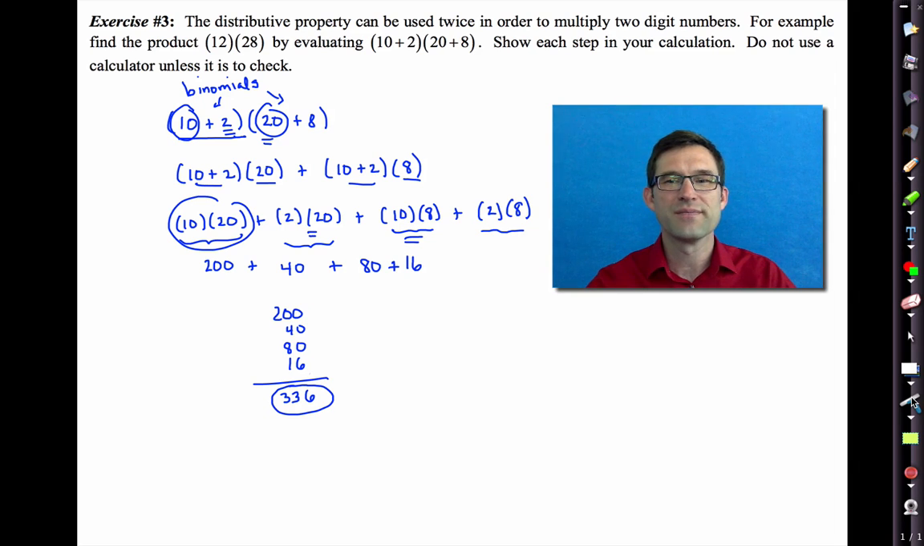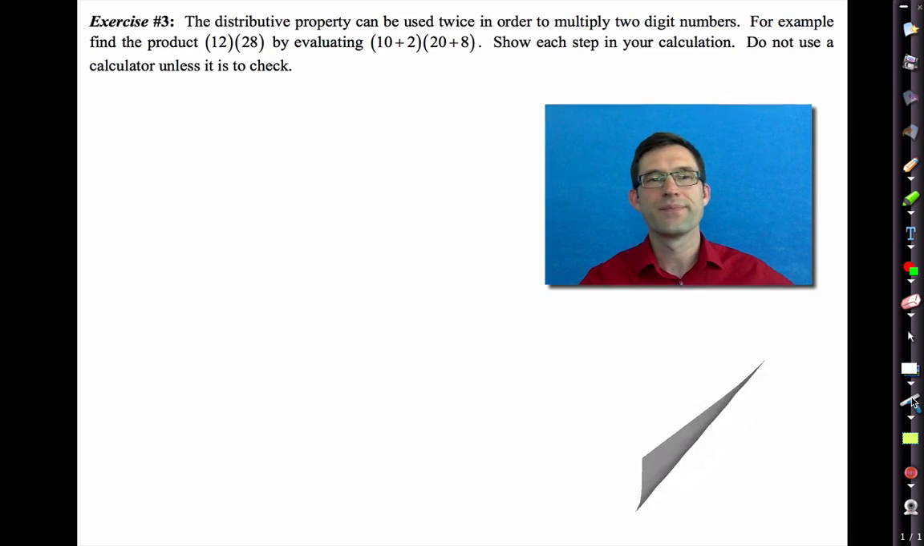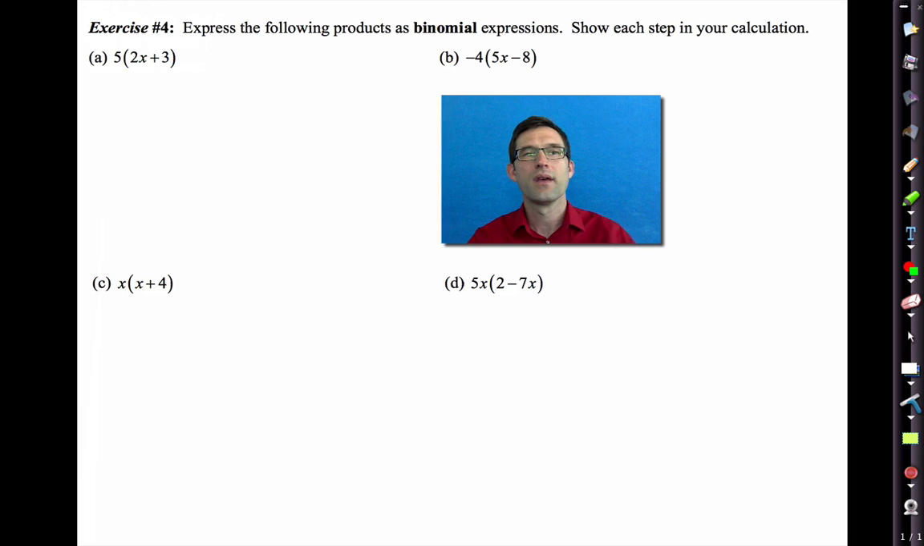Okay, here it goes. Wonderful. Let's go on to the next page. All right, so we can use the distributive property when it comes to purely numerical quantities, but we can also use the distributive property when we have variables in our expressions. So I'm going to walk through this very slowly at first and then pick up the pace.